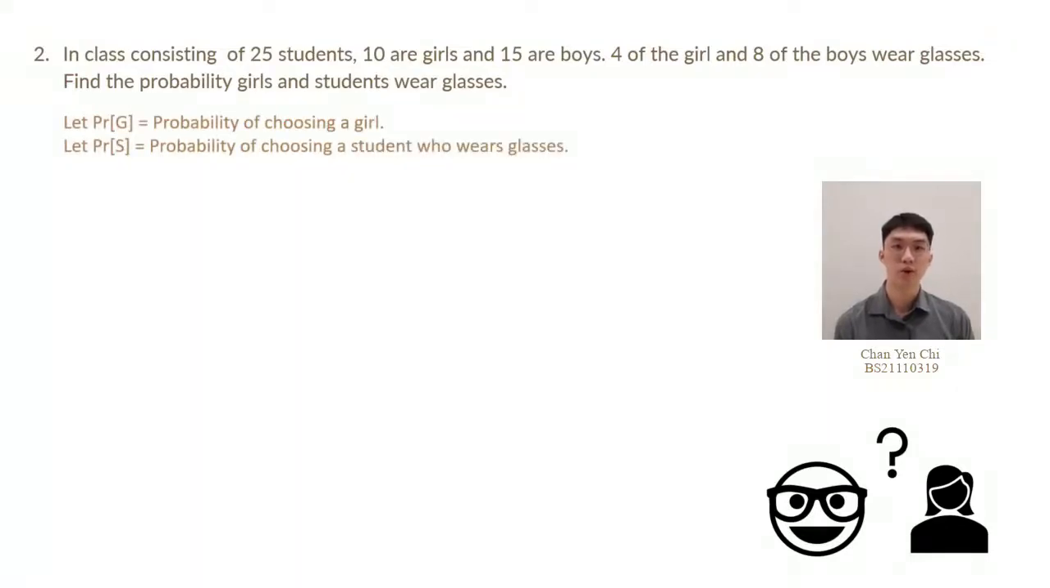First, we let probability of G equal the probability of choosing a girl, and probability of S equal the probability of choosing a student who wears glasses. To find students who wear glasses, we sum up 4 of the girls and 8 of the boys. So it's 12 students who wear glasses.